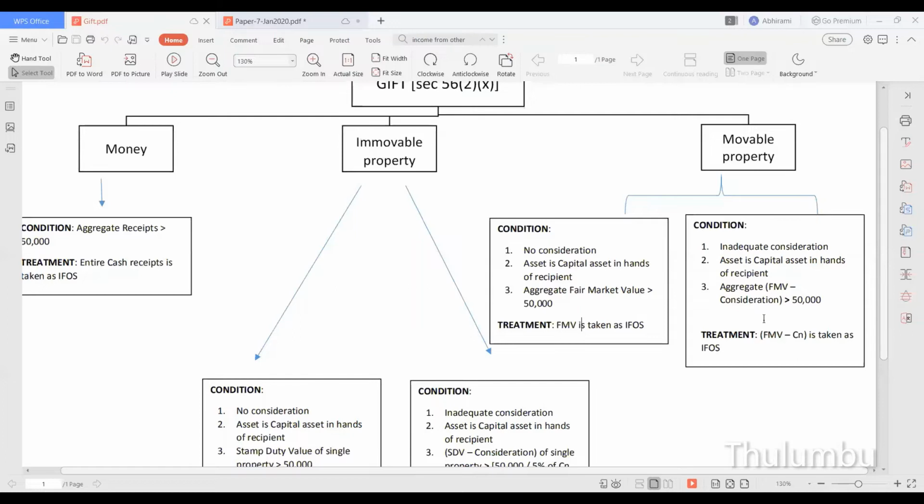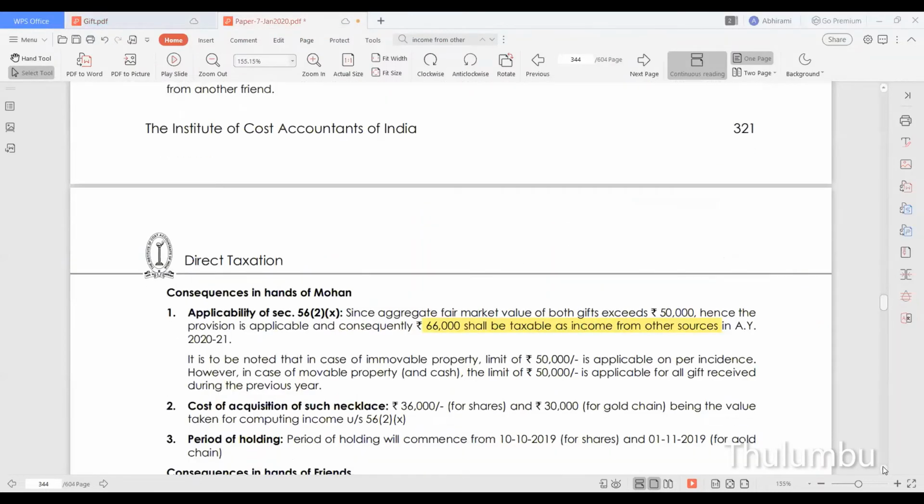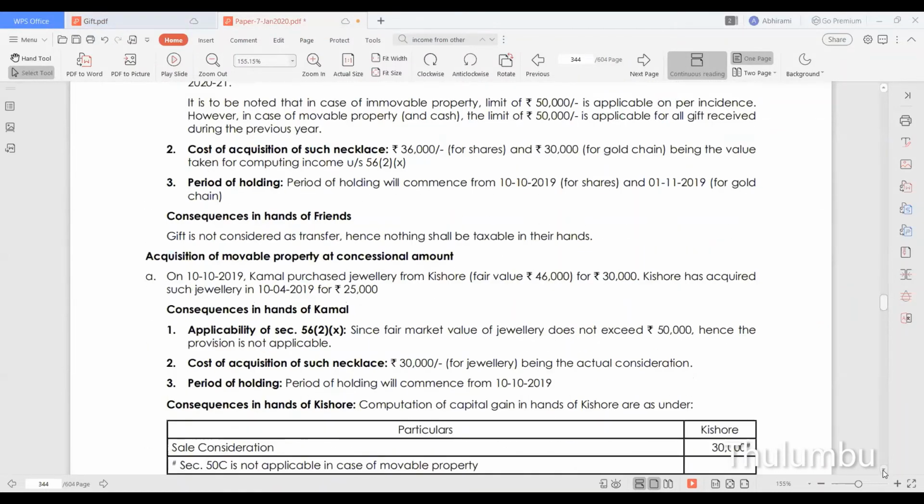Say a 50,000 worth necklace is given to me by my friend for 30,000. It is called inadequate consideration. If the difference between fair market value and consideration is greater than 50,000, then the difference will be taken as income from other sources. So, this is an institute material example.